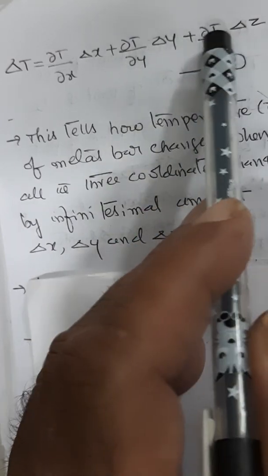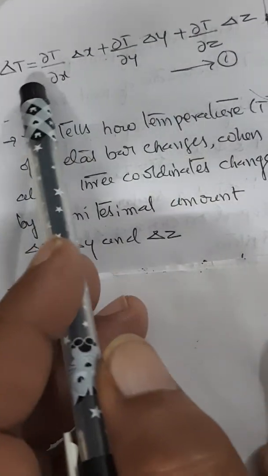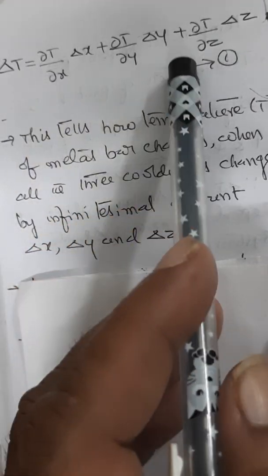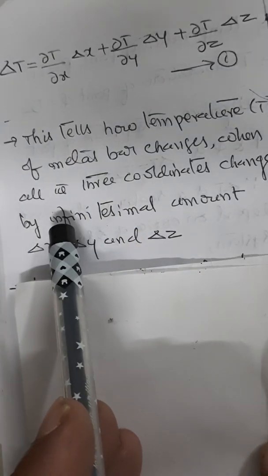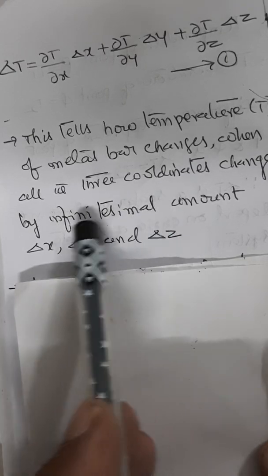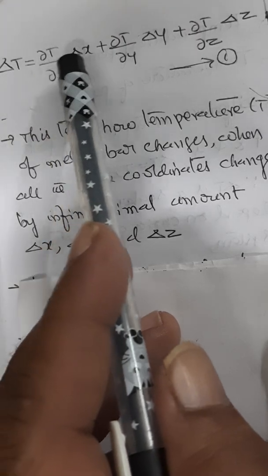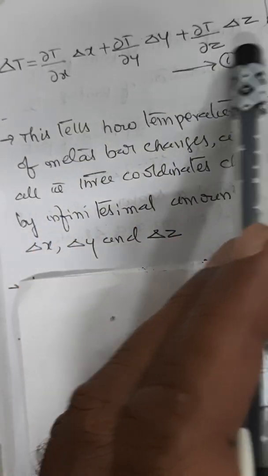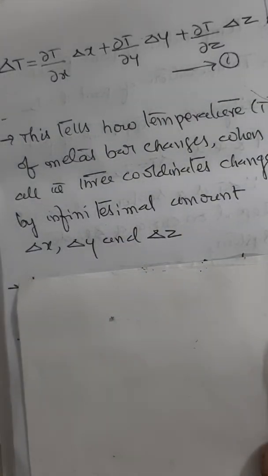So what this tells us is how the temperature T of the metal bar that you have taken is changing when all the three coordinates are changing by very small amounts. That is what we mean by saying infinitely small, which is termed as infinitesimal. So a very infinitesimal amount of delta X, delta Y, delta Z change you can observe in this equation. We term this equation as equation 1 for further calculation.